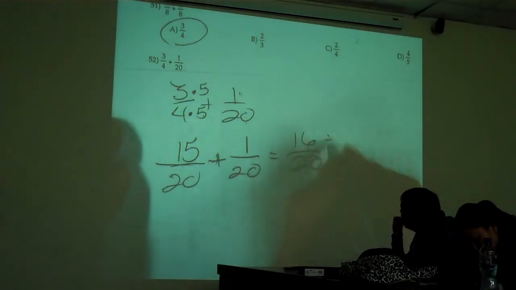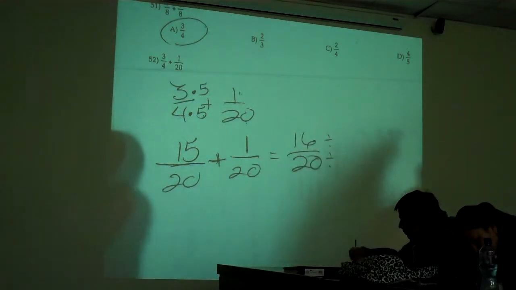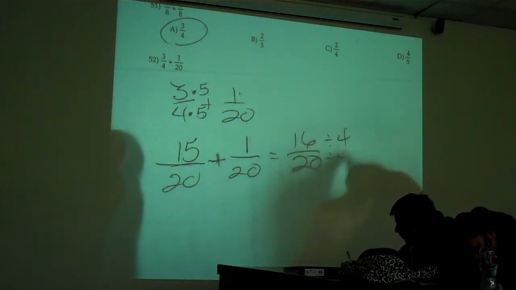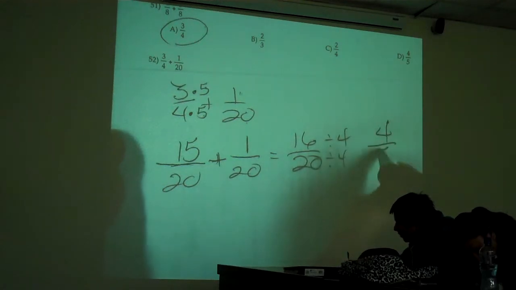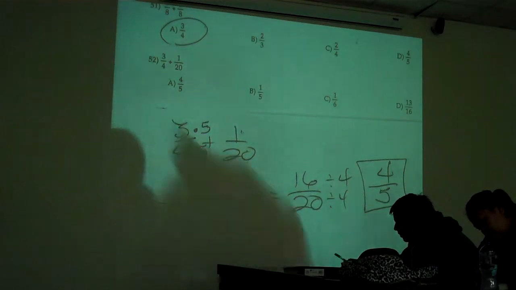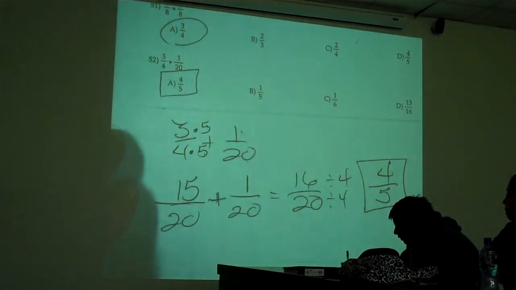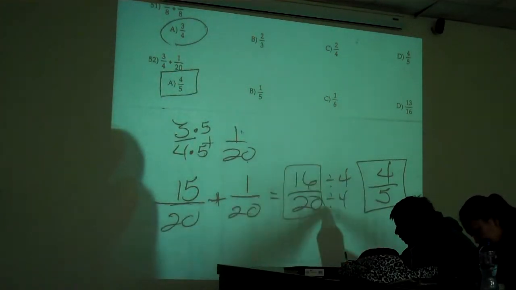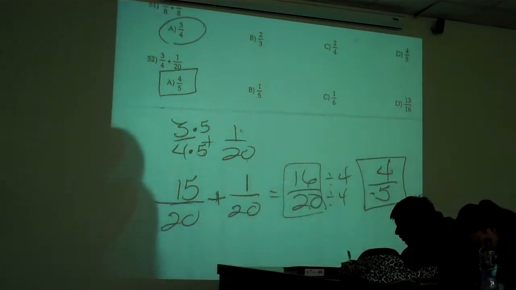And you could reduce that by dividing by what? 4. Divide by 4 is 4 over 5. As far as you go. 4 over 5. If you're just doing it, you put 16 over 20, you just get half credit, okay? You don't simplify.